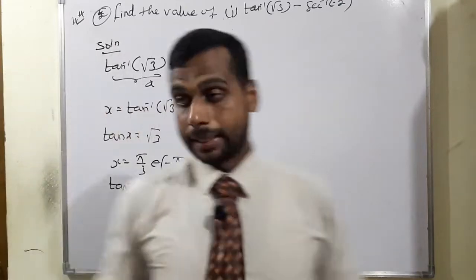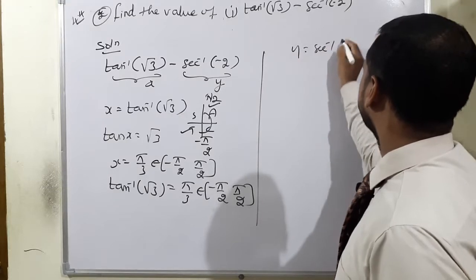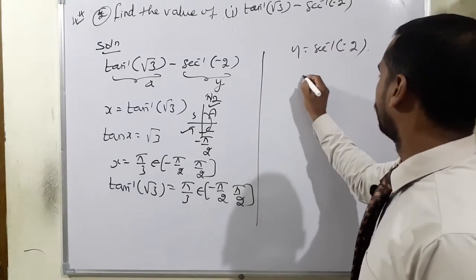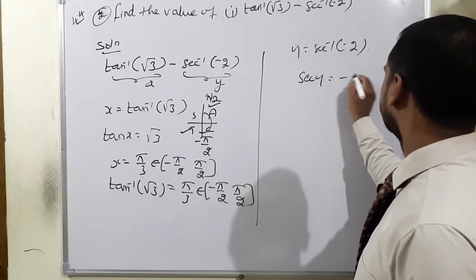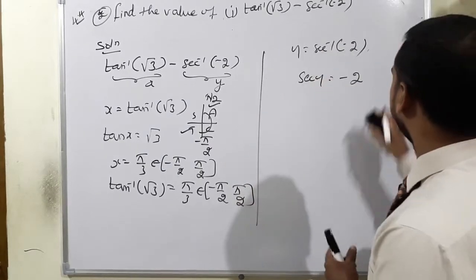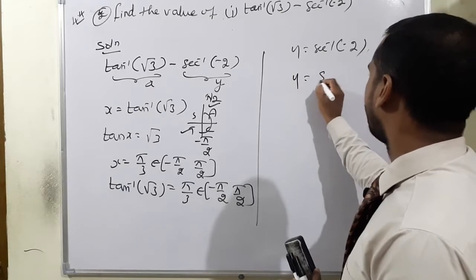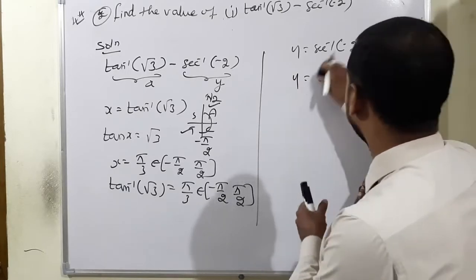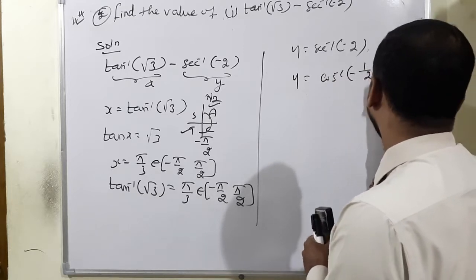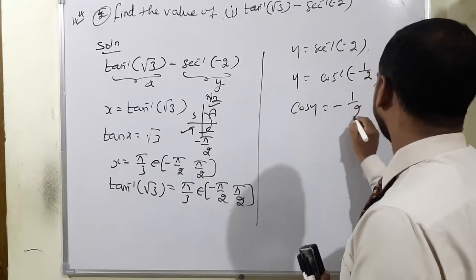Okay. Second term, y, isn't it? So, y is equal to secant inverse of minus 2. Bringing out the opposite side, secant y is equal to minus 2. But we need the reciprocal, then only it will be very easy to find. So, first we apply that secant is the reciprocal of cos, isn't it? Therefore, we can write it as cos inverse of minus 1 by 2. Bringing out the opposite side, cos y is equal to minus 1 by 2.